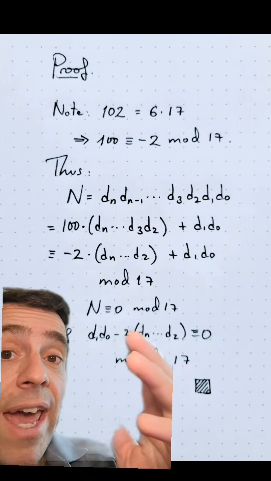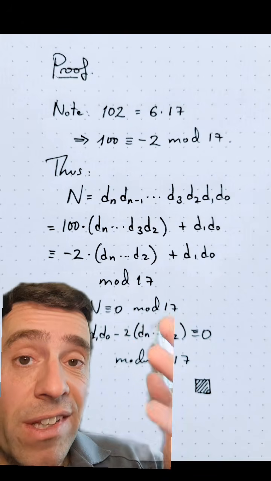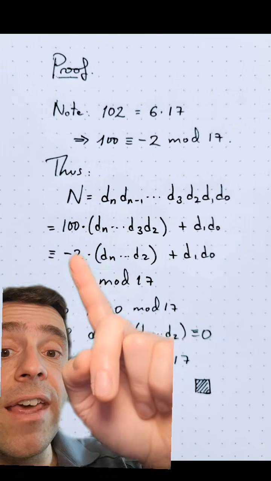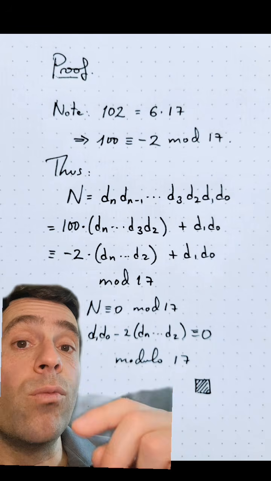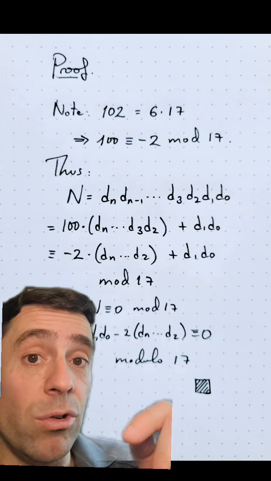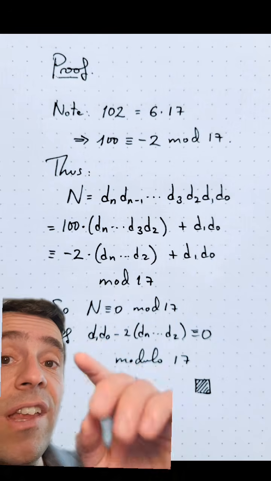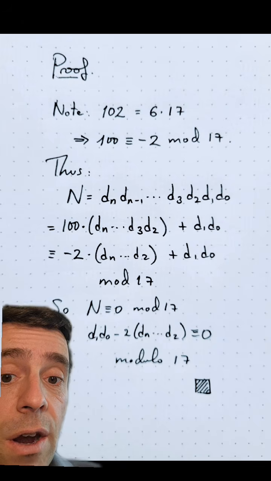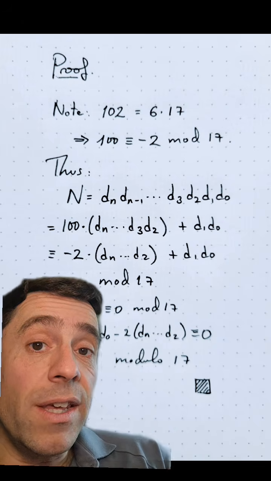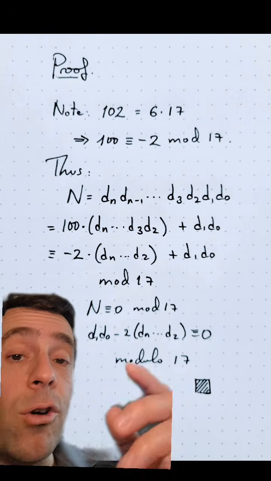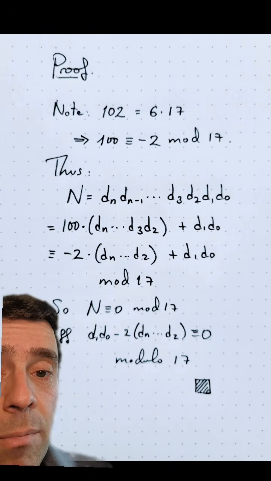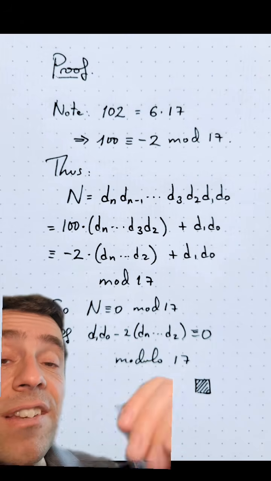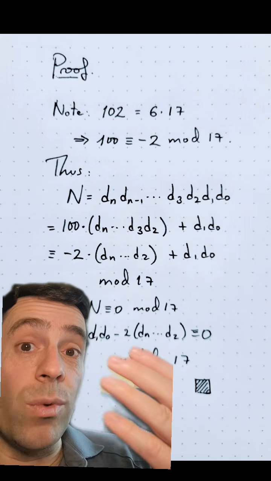So finally, what we get is that n will be divisible by 17 if and only if n is 0 modulo 17, but since n is congruent to this number modulo 17, that will be if and only if that number is 0 modulo 17. If you bring this to the other side, n will be divisible by 17 if and only if this number here is 0 modulo 17, and this is 0 modulo 17 if and only if this number is divisible by 17. So n is divisible by 17 if and only if this number is divisible by 17, which is what the theorem says.